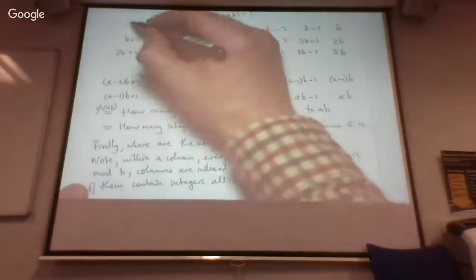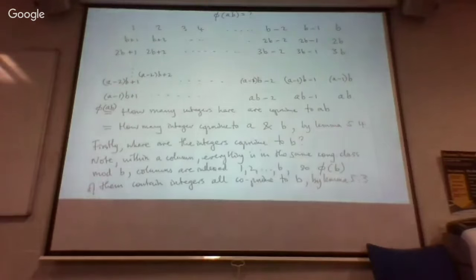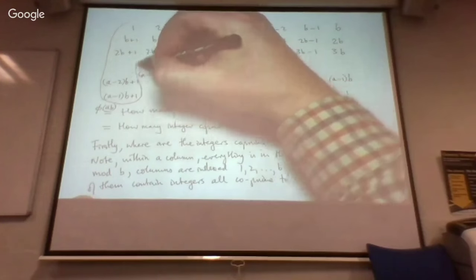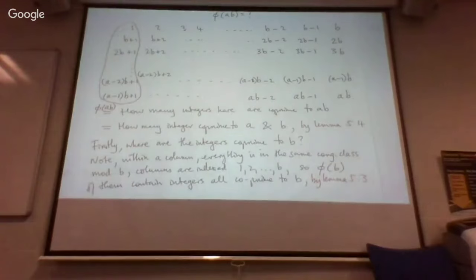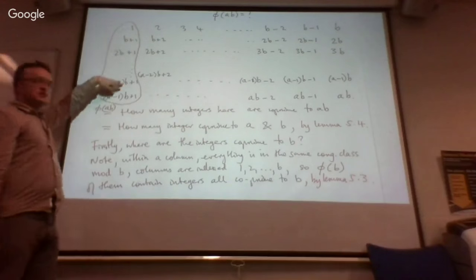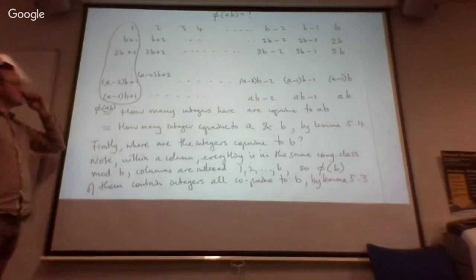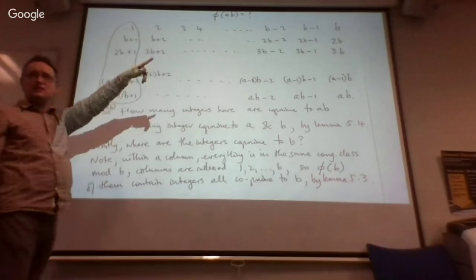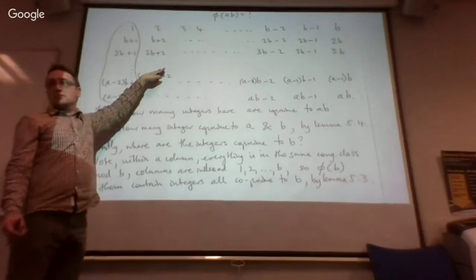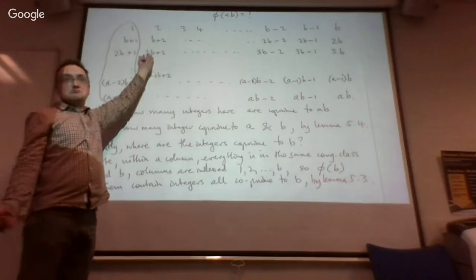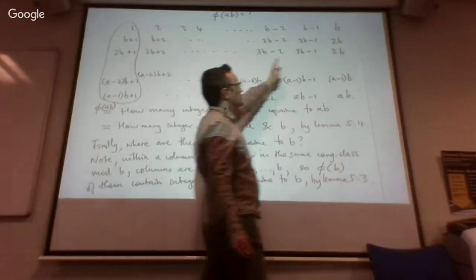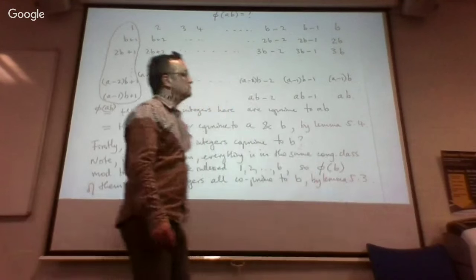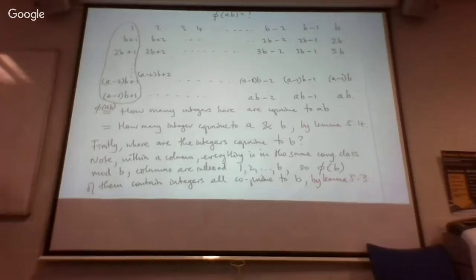Well, I do know that 1 is one of those. So the first column, everything here is co-prime to b. All of these integers are co-prime to b. If b is an odd number, then all of the second column will be co-prime to b as well. But there's a bunch of columns here. How many of them are there? There's φ(b). They are all co-prime to b.